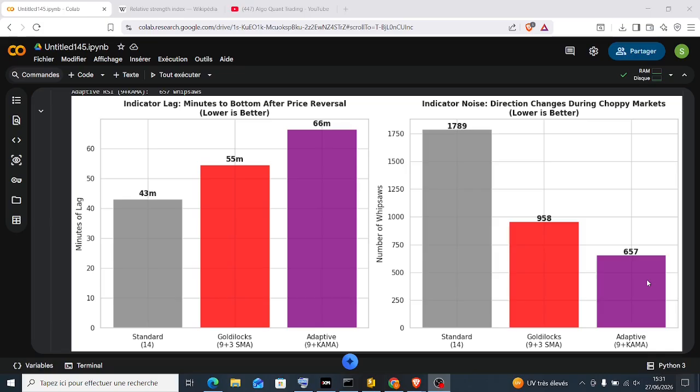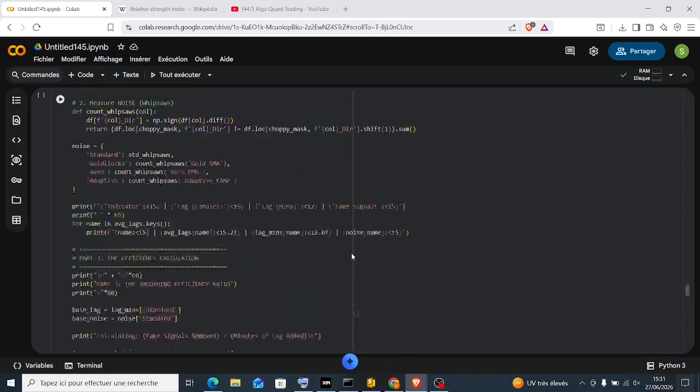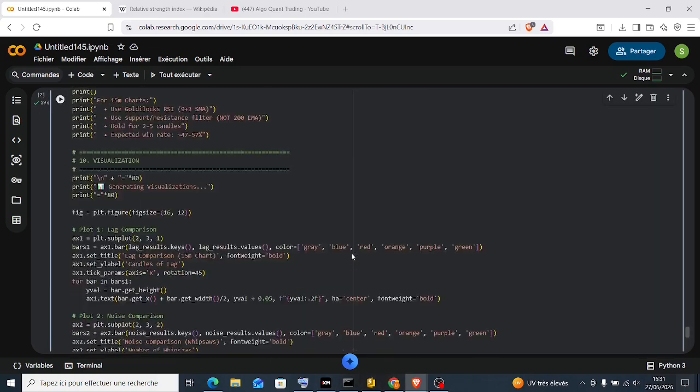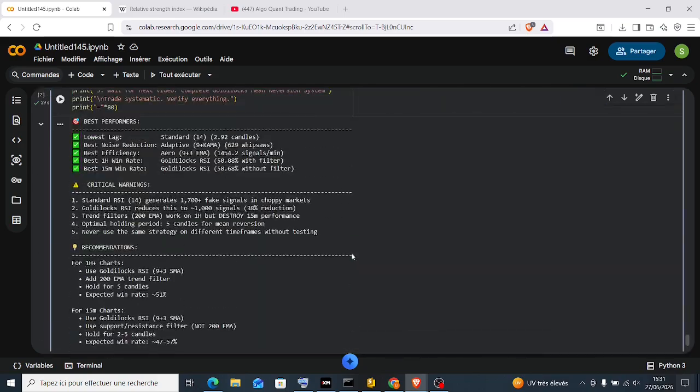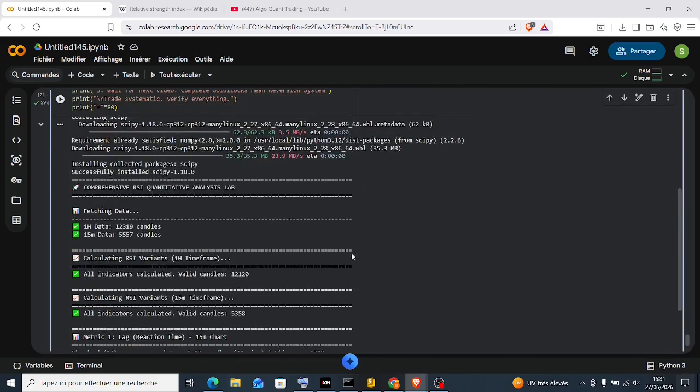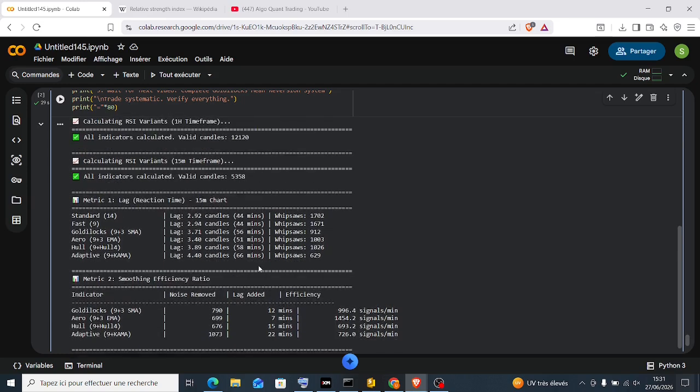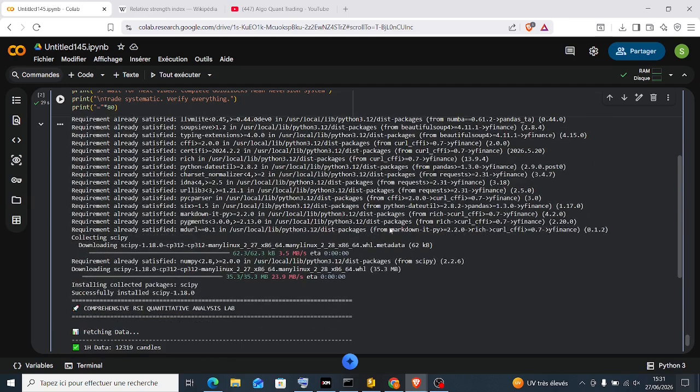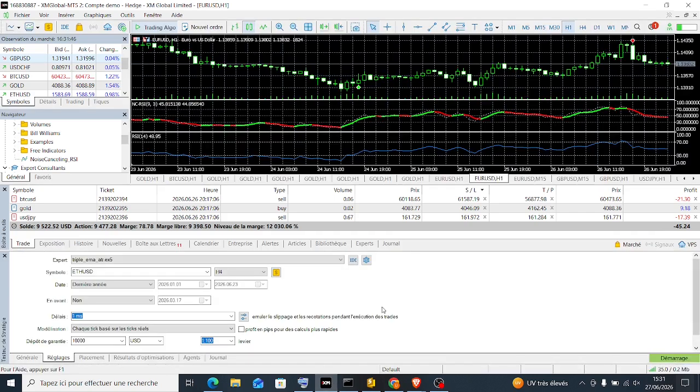What if I told you that the RSI indicator you've been using is generating 1,708 false signals, while a simple modification cuts that to just 1,052? That's 38% fewer false signals. But here's the shocking part. When I tested this on the 15-minute chart with a trend filter, the win rate collapsed from 47% to just 34%.